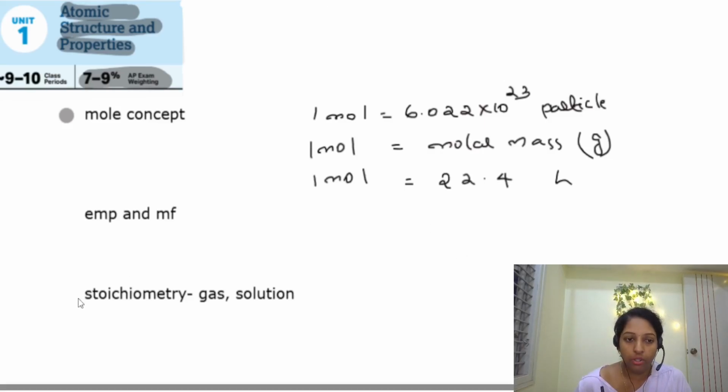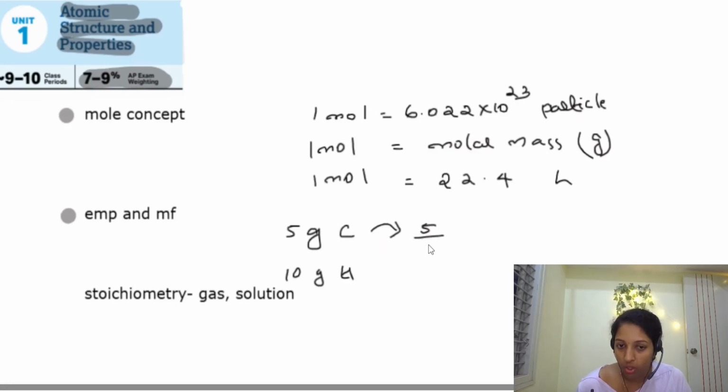The next point is empirical formula and molecular formula. They will give some grams of some substance, for example 5 gram of carbon and 10 gram of hydrogen. What are the steps? First, take the given gram or percentage. Sometimes they will give the percentage; whether percentage or gram, you don't need to change anything. Take the given value as such and divide by the corresponding atomic weight. Carbon is 12, hydrogen is 1, just the single hydrogen atom. That gives you the relative number of moles.